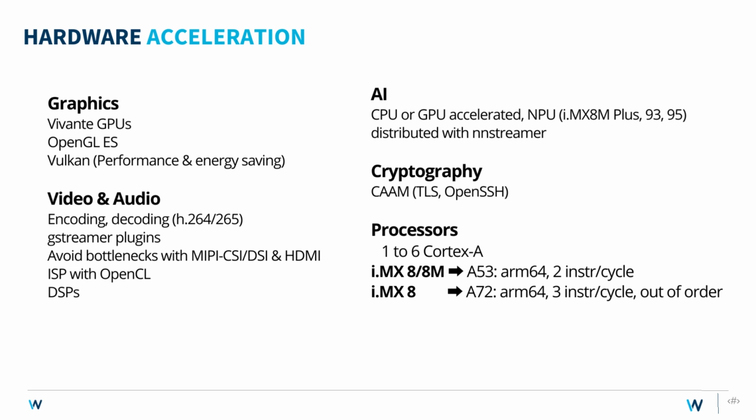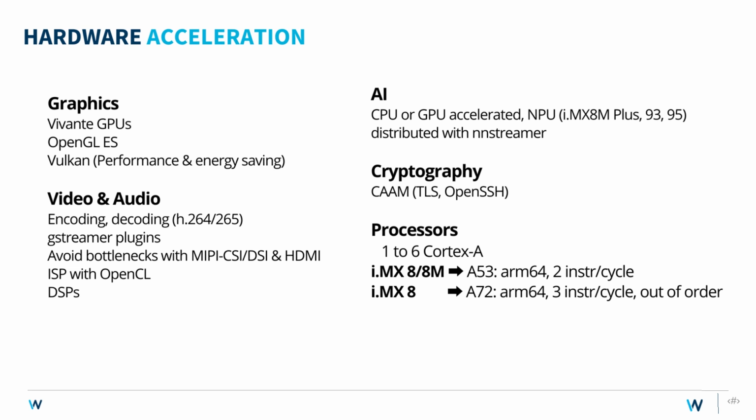And in general, knowing your processor and what's available, from a single to 6 Cortex-A and different types of Cortex-A within that range. So you have the A53 for the i.MX8 and the A72. Those work differently, so the frequency is not the only factor you will look at, but also how the architecture impacts your requirements in terms of performance.